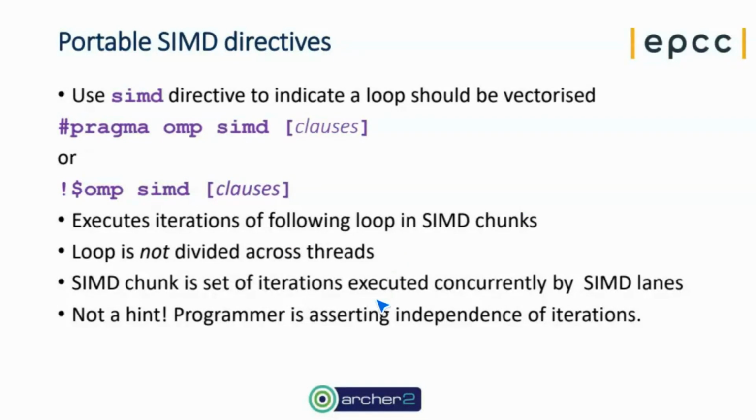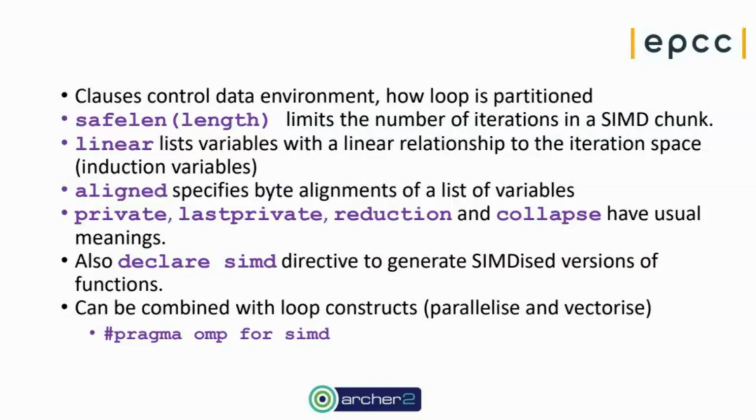This is not a hint. This is really an assertion of the independence of the iterations. So if you get that wrong, you'll end up with code that produces wrong results. We have clauses on the end of the SIMD directive which control the data environment and how the loops partition. You can limit the number of iterations in a SIMD chunk if there are some long distance dependencies, for example dependencies not on the previous iteration, but on the iteration 5 before. Then you can say it's okay to do chunks of 4 in SIMD.